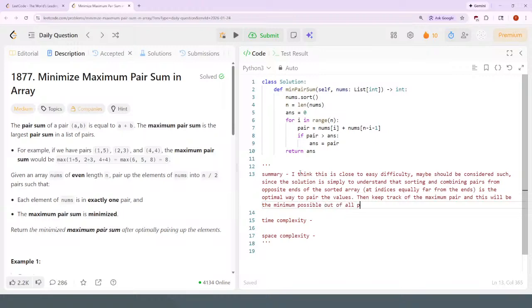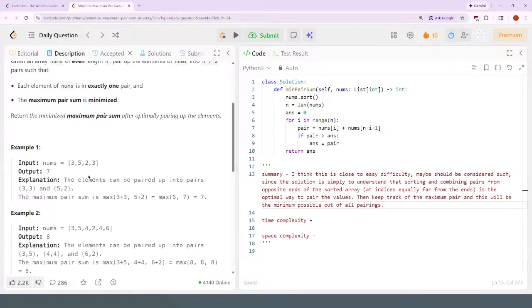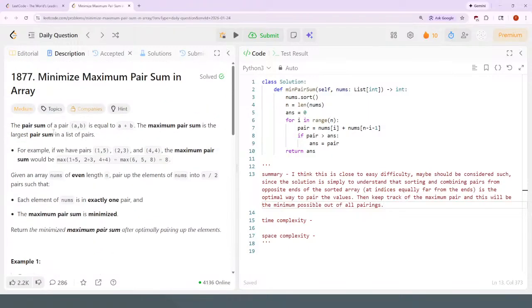out of all pairings. Yeah, I mean, there's really not much to say. If you're going to try and minimize the pairing, then you obviously should be using the smallest with the largest, right? You wouldn't be using the second smallest with the largest, or the largest with the second largest, right? So it has to be the smallest with the largest, and then if you remove those, you do again the smallest with the largest of the remaining set, which ends up being just the opposite ends of your sorted array. Anyway, time complexity is O of n log n to sort the array.